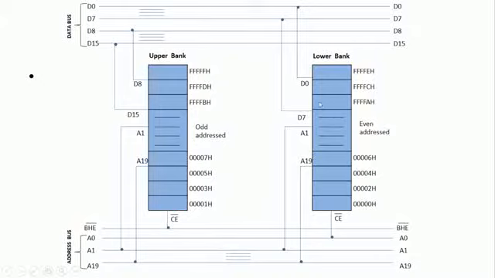As we know, the even bank is connected to the lower order data bus and the upper bank is connected to the higher order data bus. The lower bank is connected to the lower order data bus. The upper bank is connected to the higher order data bus.